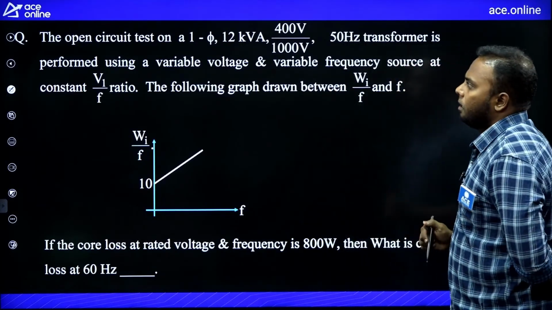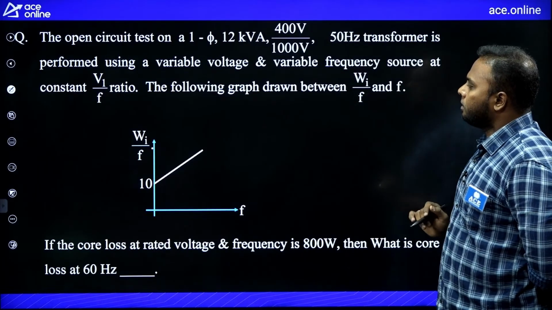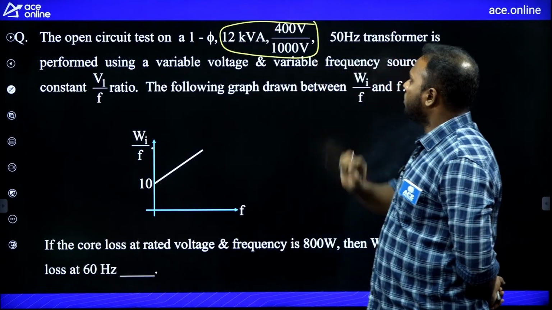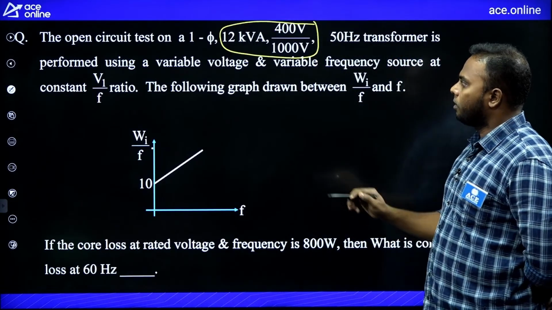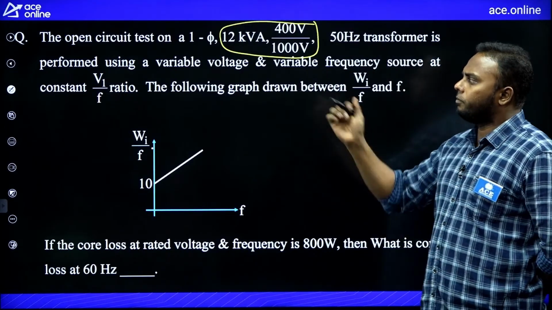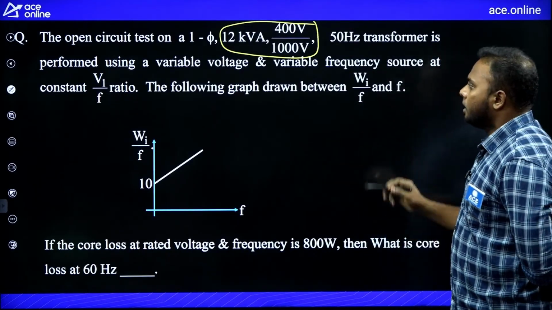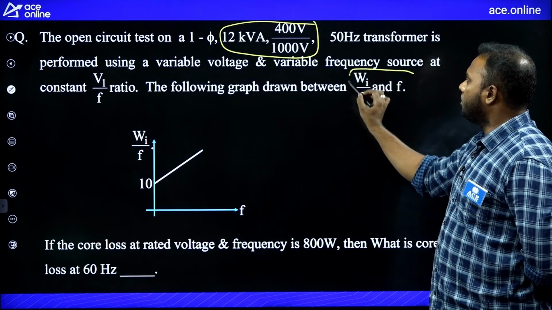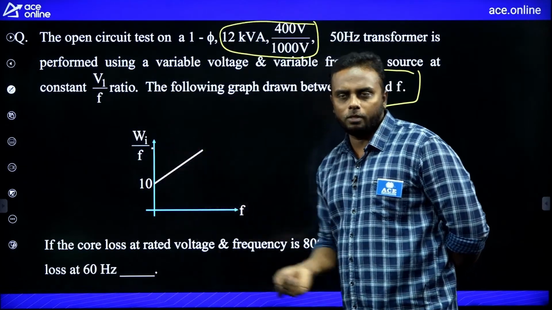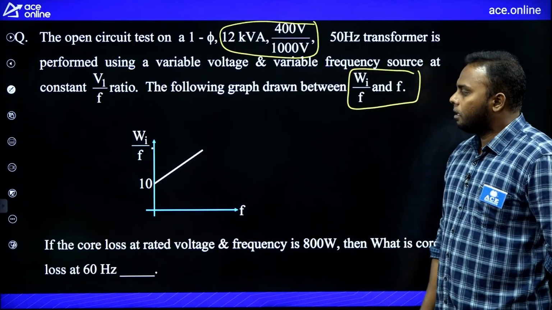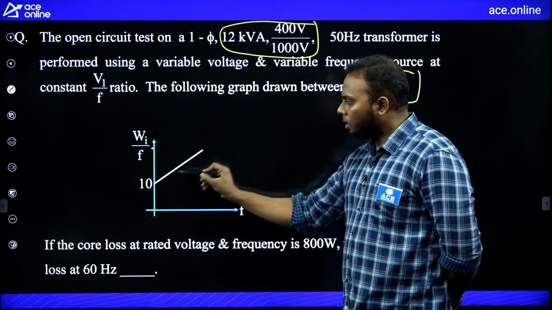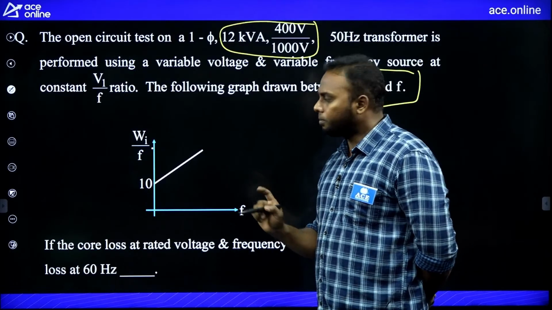First read the question. The open circuit test on a single phase 12 kVA 400 by 1000 volt 50 Hz transformer is performed using a variable voltage and variable frequency source at constant V by F ratio. The following graph is drawn between Wi by F and F. So there is a graph here, iron loss by frequency versus frequency. Now you should know this procedure first. Whatever graph we have drawn, this is a straight line not passing through the origin.